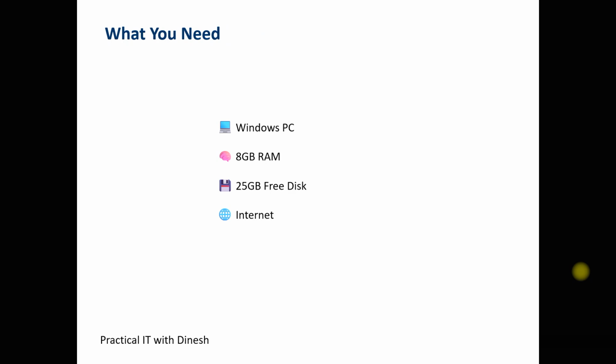The requirements are a Windows laptop or a desktop. 8 GB minimum RAM is recommended, 25 GB free disk space, and an internet connection. The software needed will be VirtualBox and the Ubuntu ISO image that we will download in the next steps.